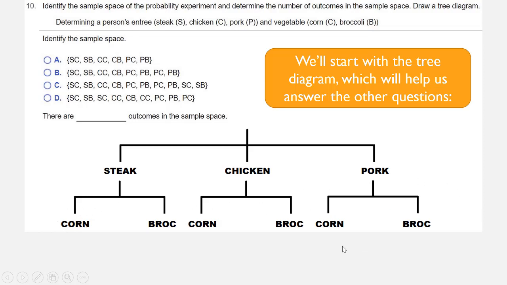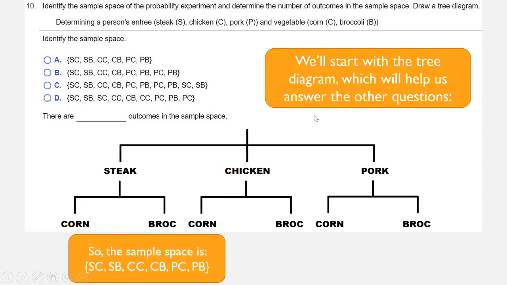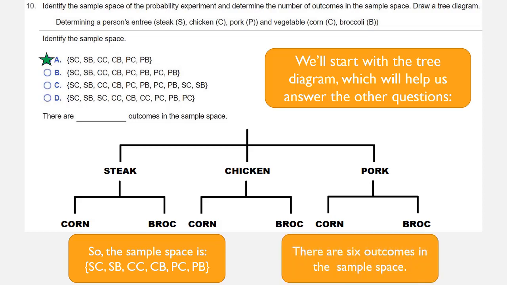So the number of terminal points at the bottom of your tree is the size of your sample space. And the sample space itself in this problem is steak corn, steak broccoli, chicken corn, chicken broccoli, pork corn, pork broccoli. And I've used the letters to abbreviate. And that's choice A. Then the number of outcomes, we just count up those outcomes in the sample space. There are 6 outcomes in the sample space. And that's your answer.